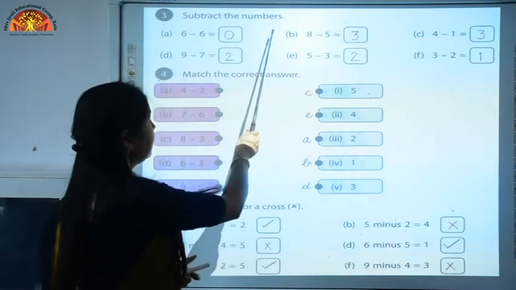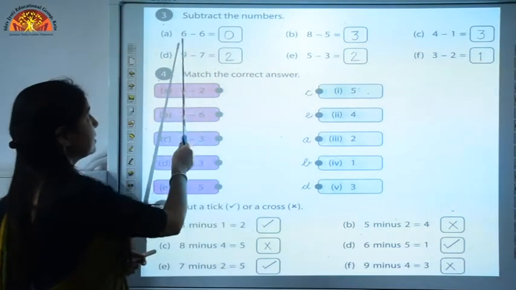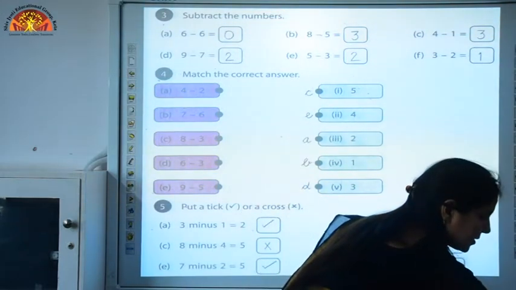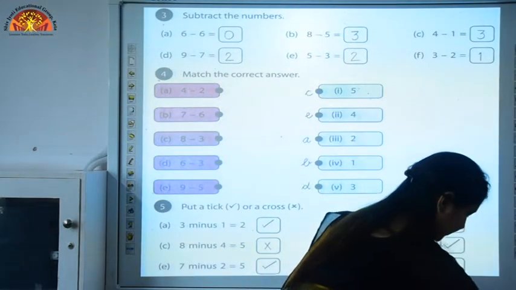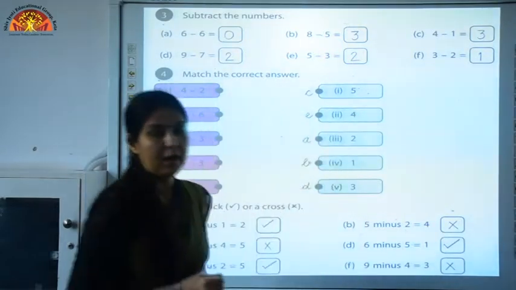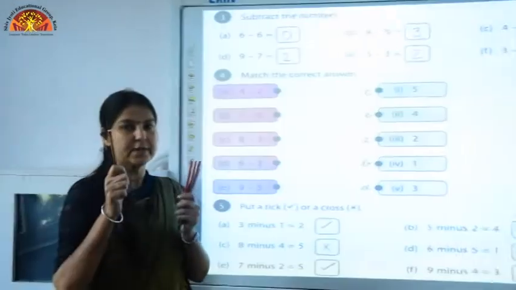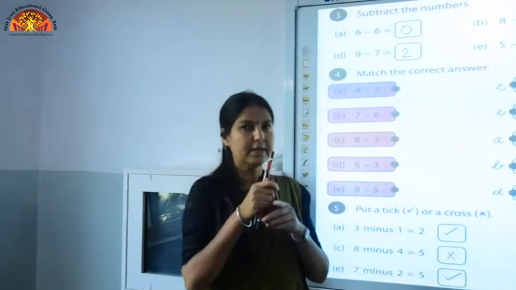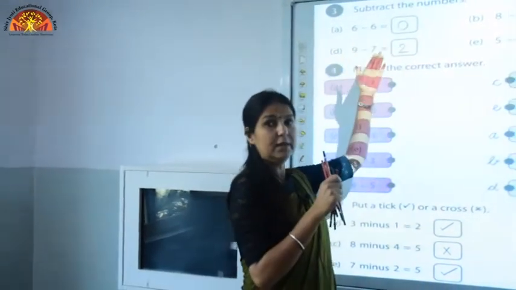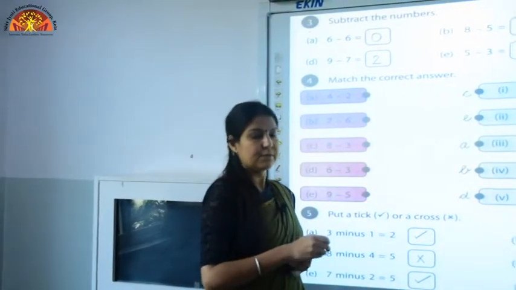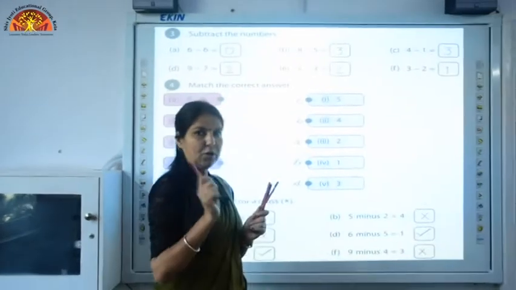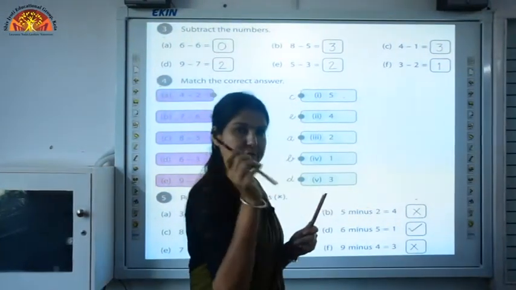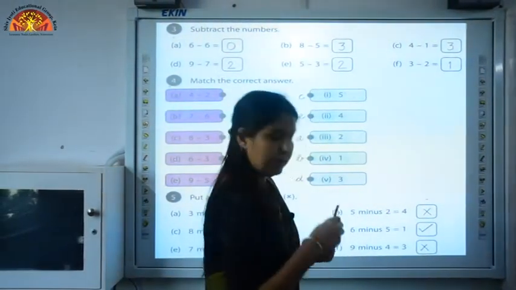Here, subtract the numbers. So you have to subtract 6 from 6. So let's see this sum with the objects. Now how many pencils do I have? I have 6 pencils: 1, 2, 3, 4, 5 and 6. Now how many am I giving to the other? I am giving 6 pencils. So I am keeping all the pencils here: 1, 2, 3, 4, 5 and 6.